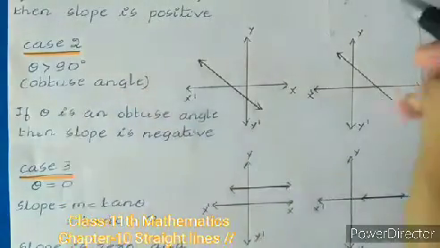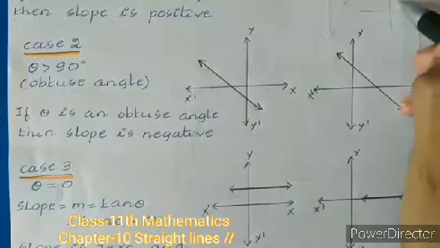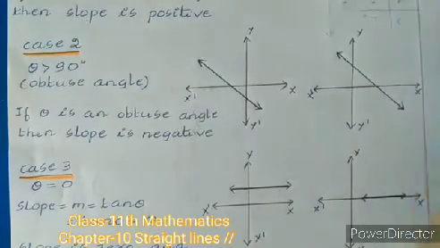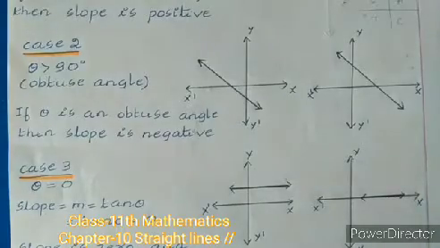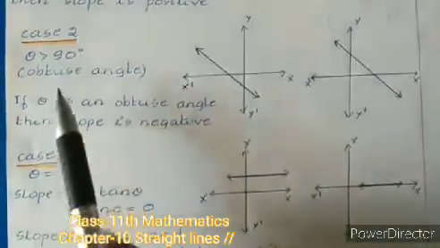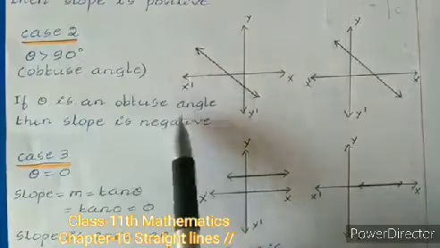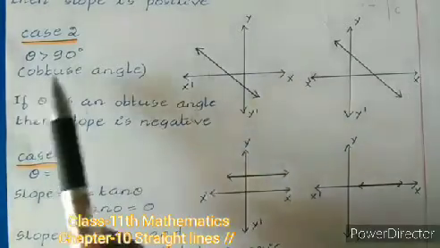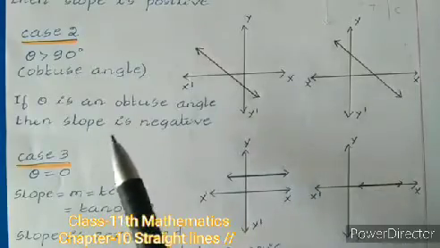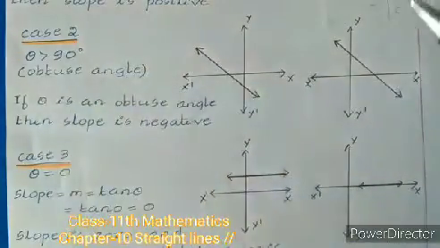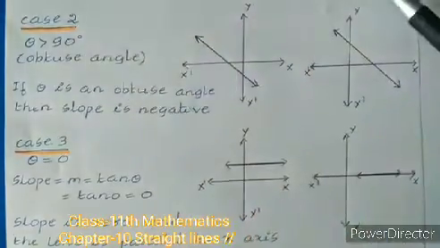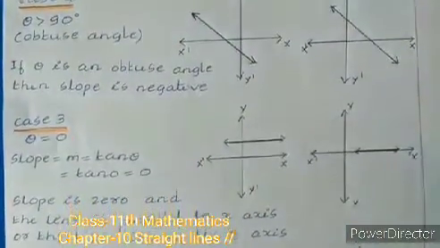We know that in the second quadrant, the tan theta is negative. So that's why if the theta is an obtuse angle, then we can say that the slope is negative. Why is the slope negative? The slope is nothing but the tangent of theta, and tan theta is negative in the second quadrant. Theta greater than 90 degree means second quadrant, so that's why slope is negative.